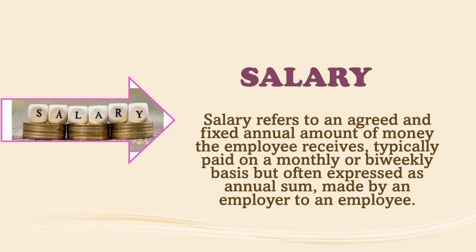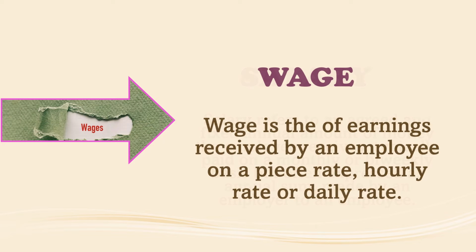Next is salary. Salary refers to an agreed and fixed annual amount of money the employee receives, typically paid on a monthly or bi-weekly basis, but often expressed as annual sum made by an employer to an employee. Next is wage. Wage is the earnings received by an employee on a piece rate, hourly rate, or daily rate.